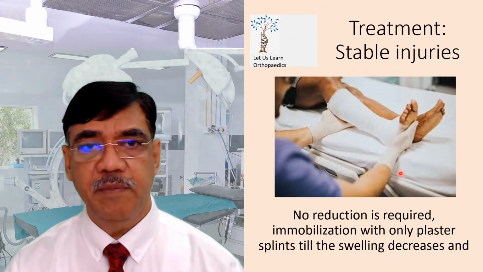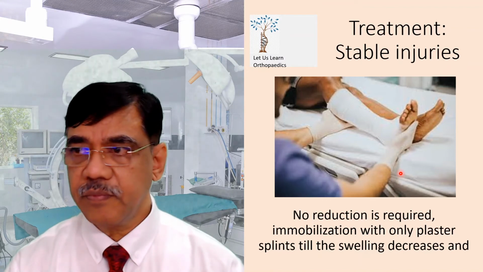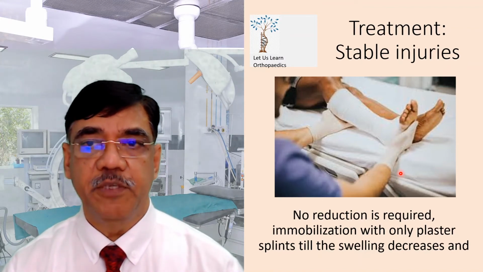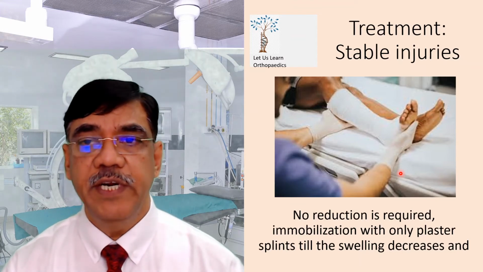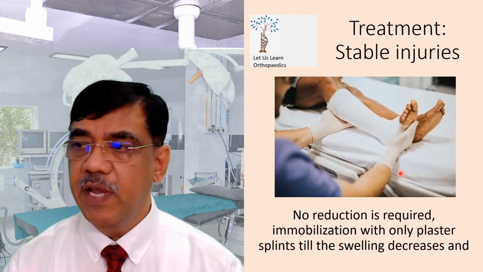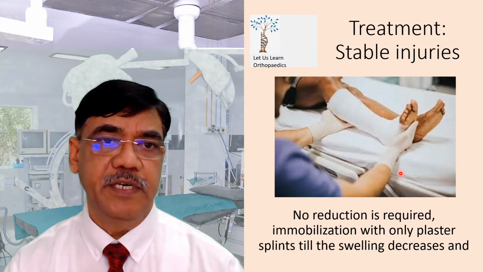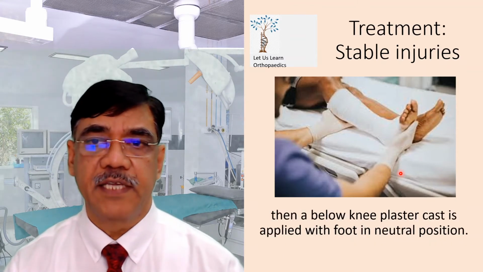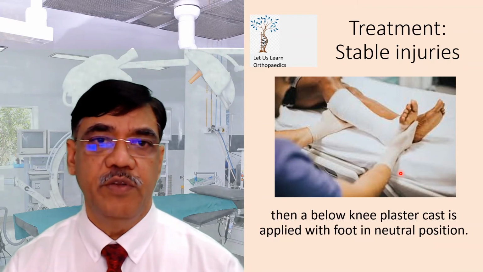Now as far as the stable injuries are concerned, by stable I mean the fracture is undisplaced, so no reduction is required. Immobilization with only a plaster splint till the swelling decreases, and then a below knee plaster cast is applied with the foot in neutral position.